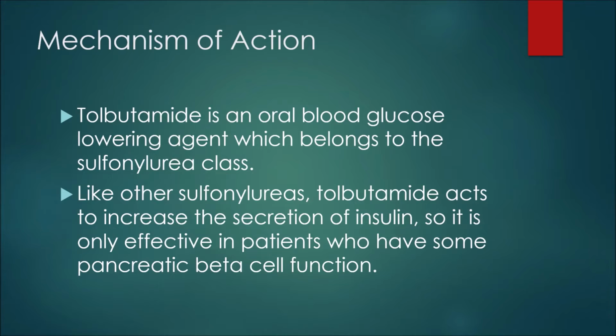So the first thing to discuss here would be the mechanism of action or how this medication works. Tolbutamide is an oral blood glucose lowering agent which belongs to the sulfonylurea class. Like other sulfonylureas, Tolbutamide acts to increase the secretion of insulin, though it is only effective in patients who have some pancreatic beta cell function.